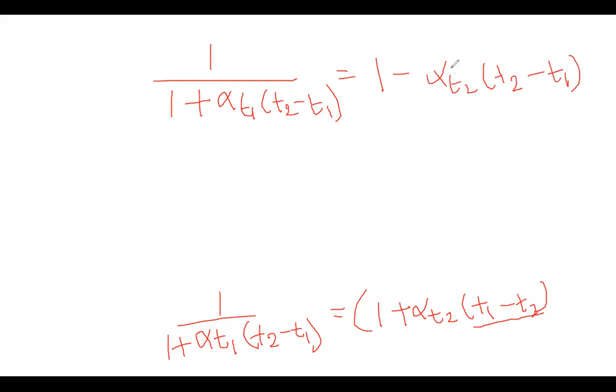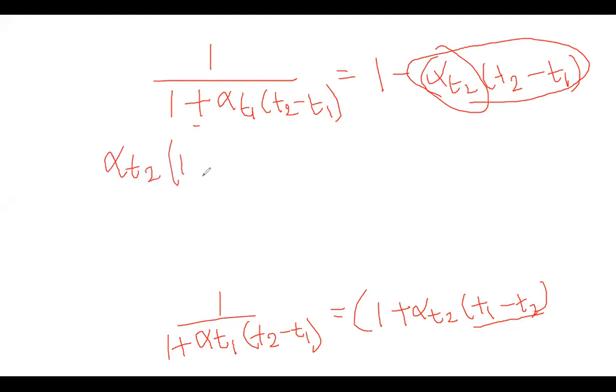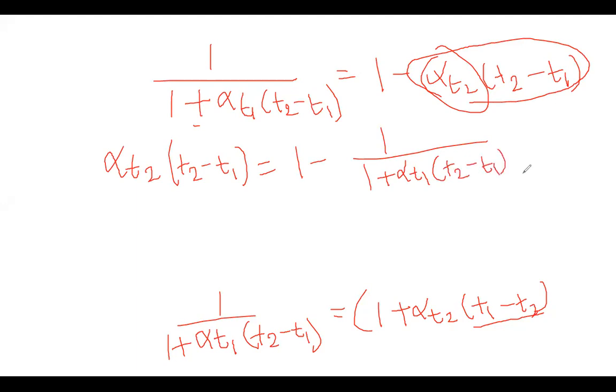Now I want to identify the alpha T2 component here. So what I'm going to do, first of all, I'm going to rewrite this equation. I have transferred this equation to the other side of the equal sign. So what I will rewrite over here: alpha T2, T2 minus T1 is equal to 1 minus, can I write 1 divided by 1 plus alpha T1, T2 minus T1. I'm just rewriting this equation here, that's why.